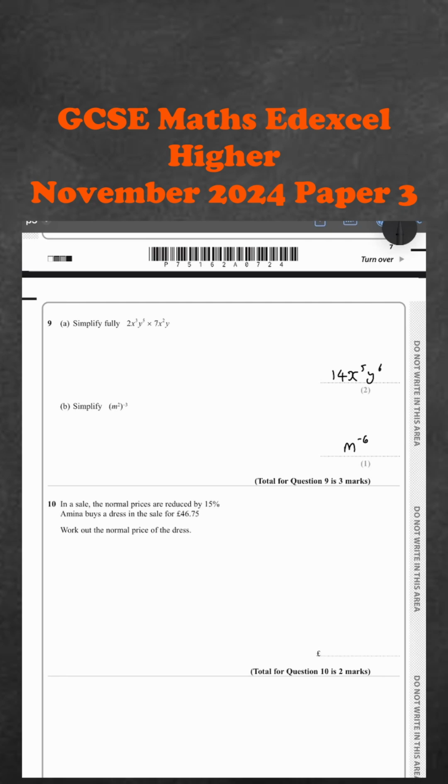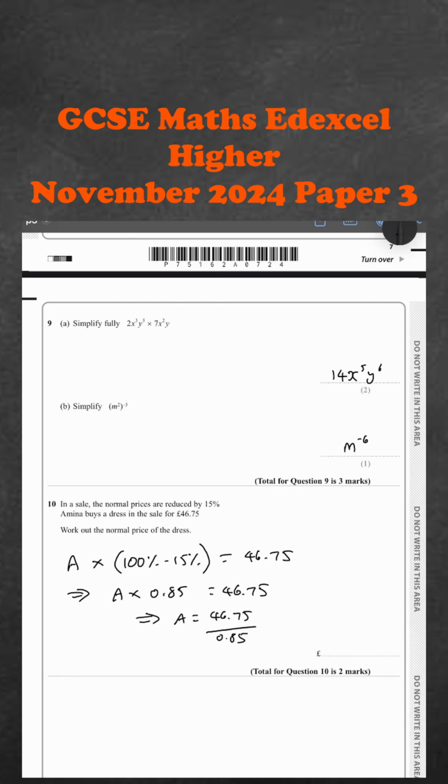Question 10. In a sale, the normal prices are reduced by 15%. Amina buys a dress in the sale for £46.75. Work out the normal price of the dress. So to work this out, we would have had a number A, and we would have multiplied that number by 100% minus 15%, which would have then given us £46.75. Therefore, A times 0.85 would have given us £46.75. Therefore, we can work out A by doing 46.75 divided by 0.85. And we just get £55 as our answer there.